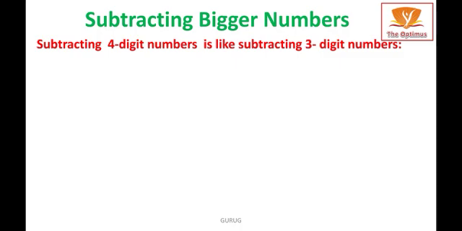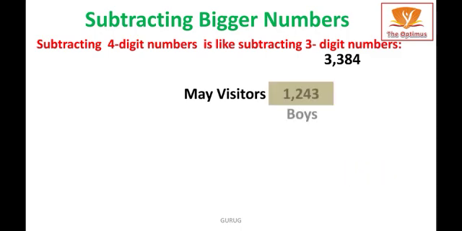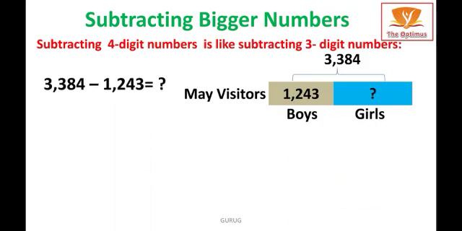Dear kids, I am going to write in short form. The total number of May visitors, boys and girls, are 3,384. Is correct? Number of boys visitor is 1,243. Number of girls visitor is what? I am going to write in short form. 3,384 minus 1,243 equal to what? Yes, I am going to represent in place value chart.